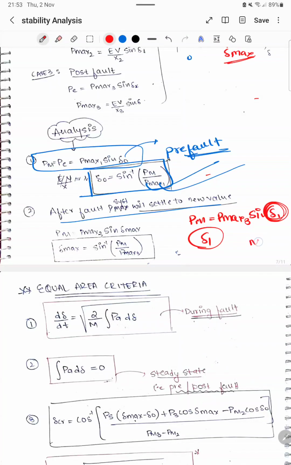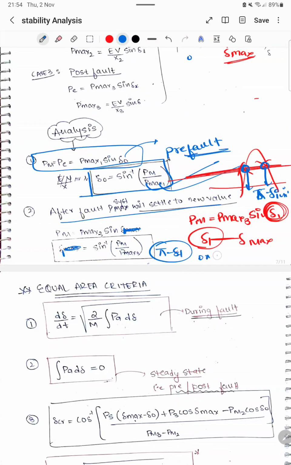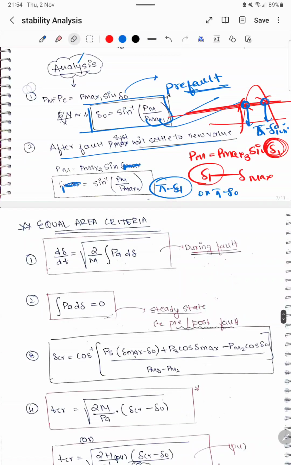Let's say it equals delta max, but then there will be two deltas which it will be passing. Since it is a bell type of curve, there will be two points. So what we will be doing is calculating the initial point, and then the maximum will be pi minus the initial delta. So here it won't be delta max, rather it will be delta 1. We'll be getting delta 1 after the fault as sine inverse of PM upon Pmax3, and then we'll be doing pi minus delta 1 or pi minus delta 0 depending upon the case we are working upon. We will see the cases very shortly.